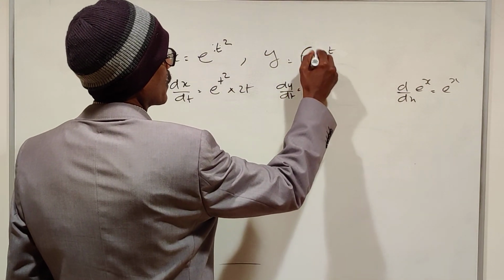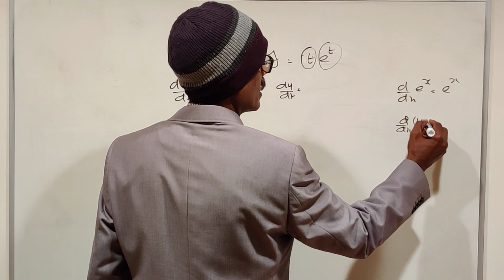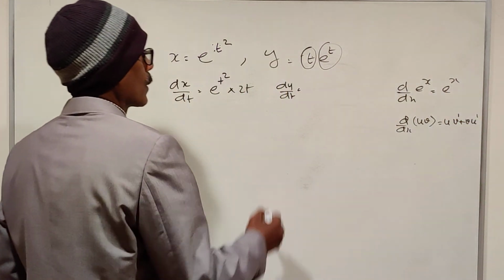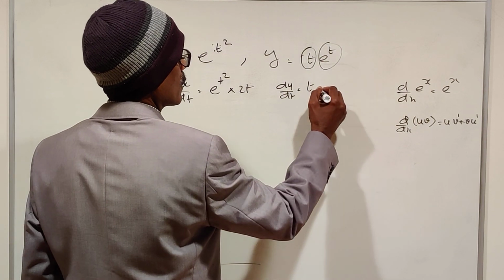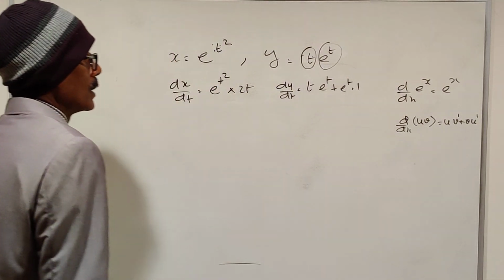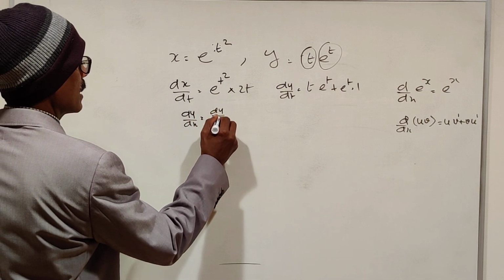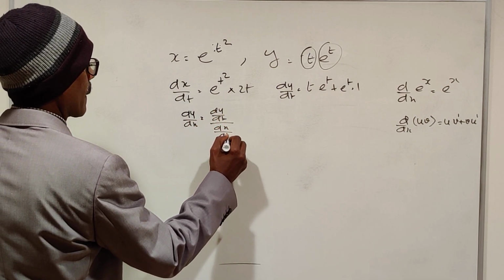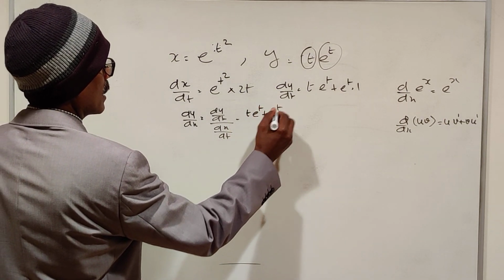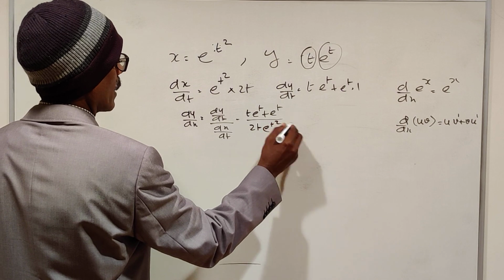Then dy by dt. Here there are two functions, t and e raised to t, so you need to use the product rule. d by dx of uv equals u into derivative of v plus v into derivative of u. So here t into derivative of e raised to t is e raised to t, plus e raised to t into derivative of t is 1. So dy by dx equals dy by dt divided by dx by dt. That is t e raised to t plus e raised to t, divided by 2t e raised to t square.